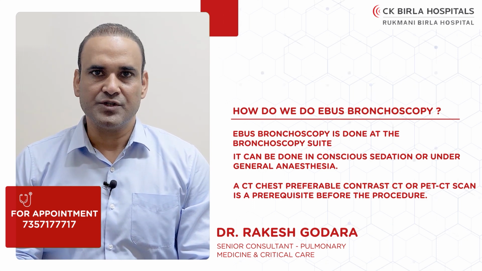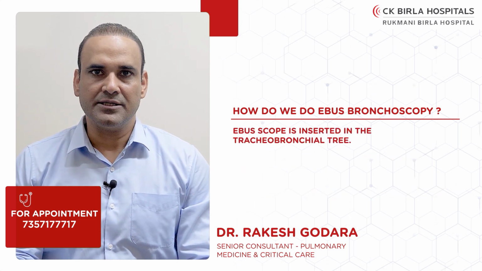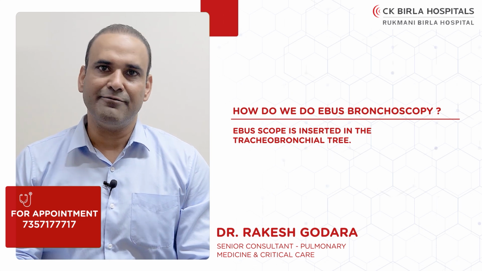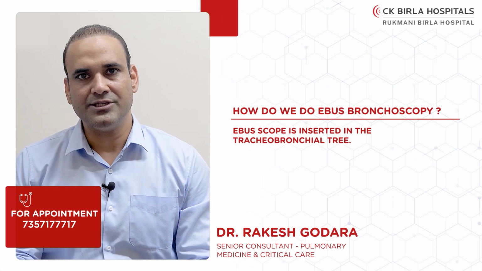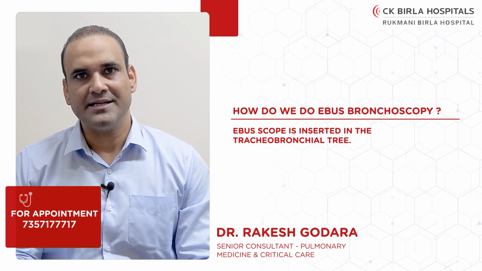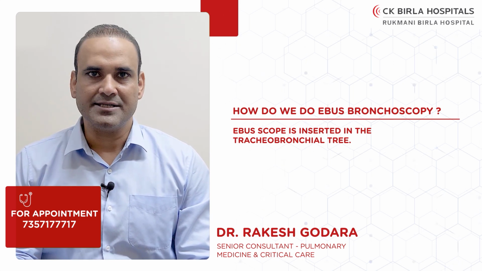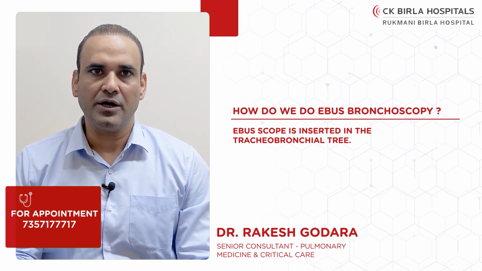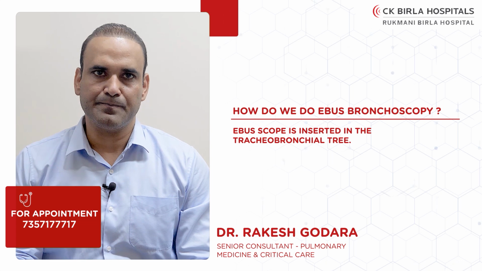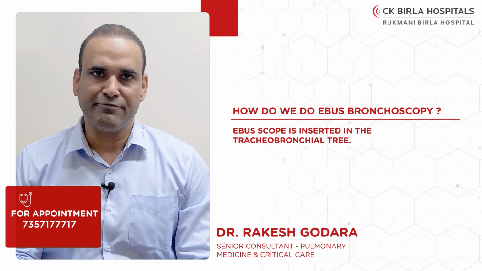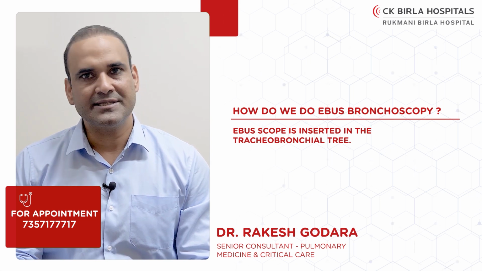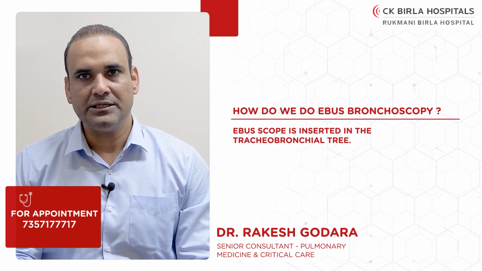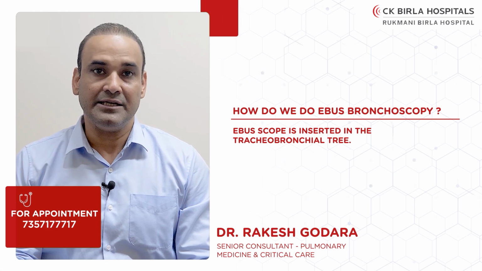In this procedure, the EBUS scope is inserted into the tracheobronchial tree. Then with the ultrasound probe, we can see and measure the lymph nodes and mass lesions outside the airway, that is, transbronchial in the mediastinum. It can reach up to the distal hilar lymph nodes which are not even accessible with mediastinoscopy. Once a lymph node is identified, then transbronchial needle aspiration, that is TBNA, samples can be taken from the lymph nodes under ultrasound guidance, that is, in real time.